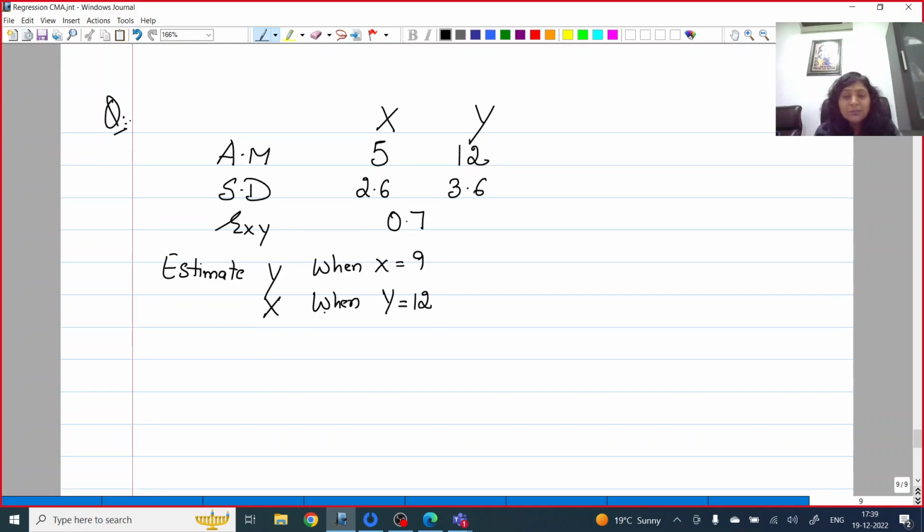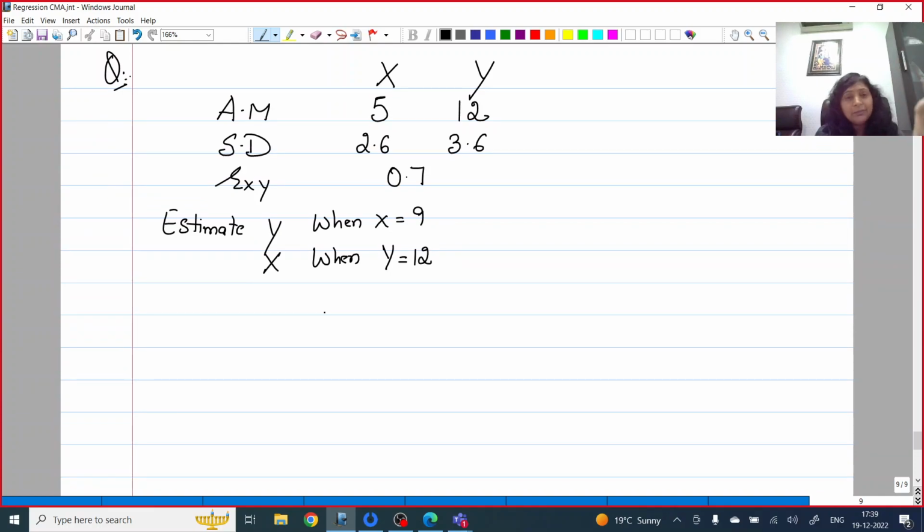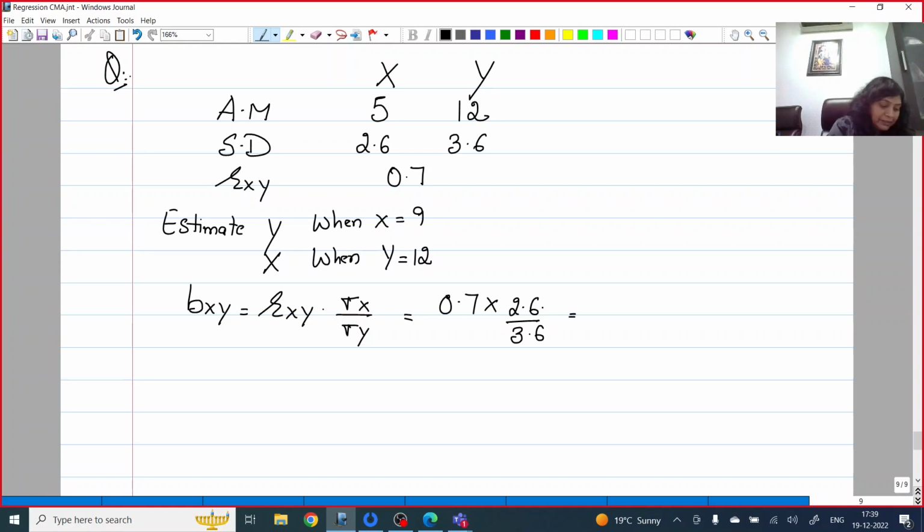So this is the simplest method because all the parameters have been given and it's very easy to find out the regression coefficient. So regression coefficient bxy is correlation into standard deviation of x upon standard deviation of y. So correlation is 0.7, standard deviation of x is 2.6 and standard deviation of y is 3.6. So if we multiply it, 0.7 into 2.6 divided by 3.6, this becomes 0.5055 or 0.5056 you can say.